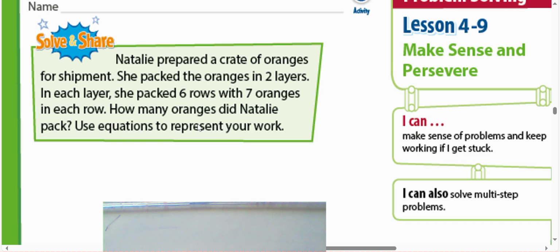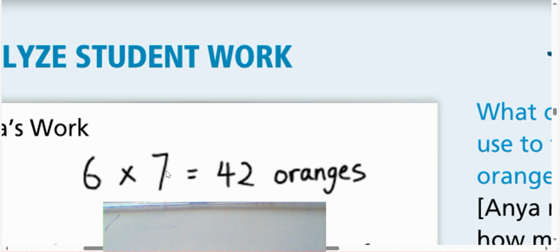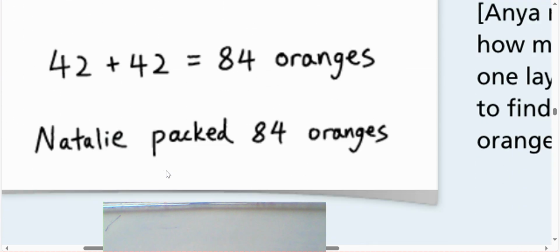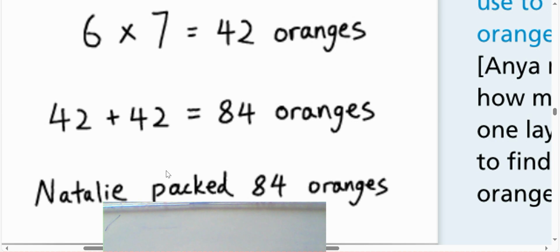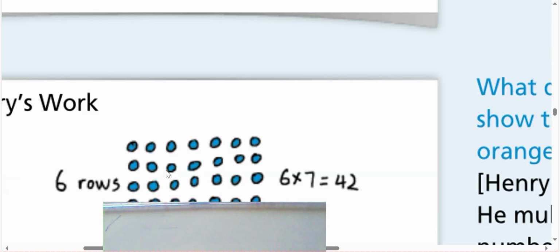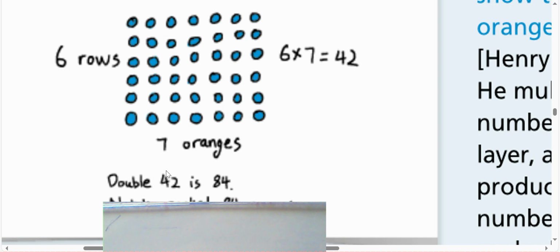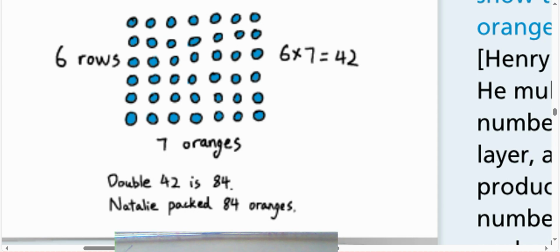We know 6 times 7 equals 42. And we have 2 layers. In each layer, yes, you can write 42 plus 42 also. So it will be 84, or 42 times 2 because we have 2 layers. Or you can use this method, draw: 6 times 7 is 42. We have also 6 times 7 is 42. 42 plus 42 equals 84.